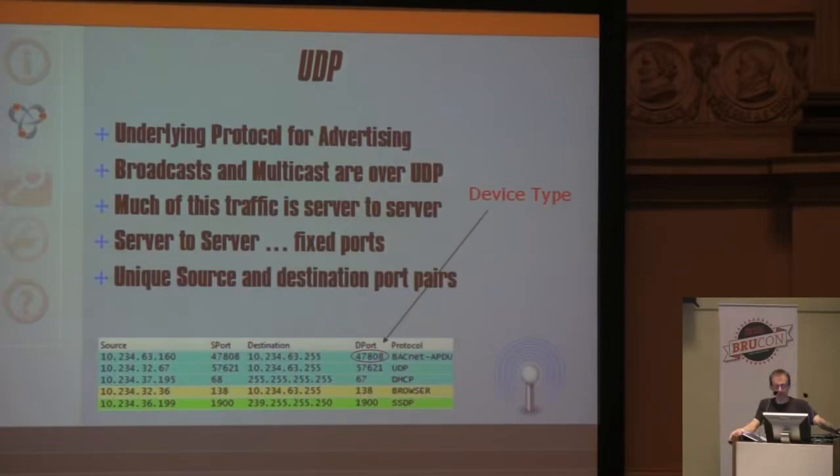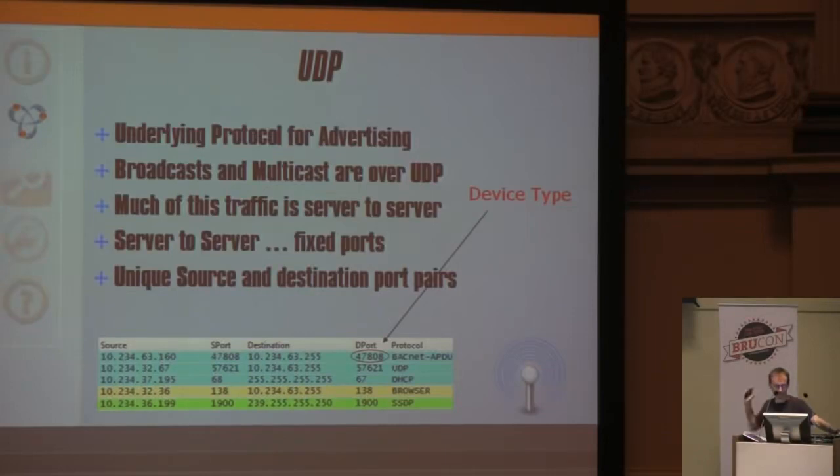And much of this traffic is server to server. Server to server, fixed ports. A fixed port is an open port. pMap is able to perform a UDP port scan, as well as the fixed server to server, fixed source port and destination ports. There are also unique source and destination port pairs that when pMap sees this, it is able to enumerate the source port as open.